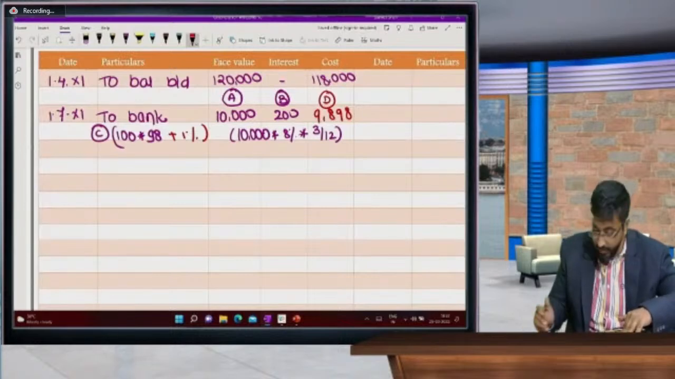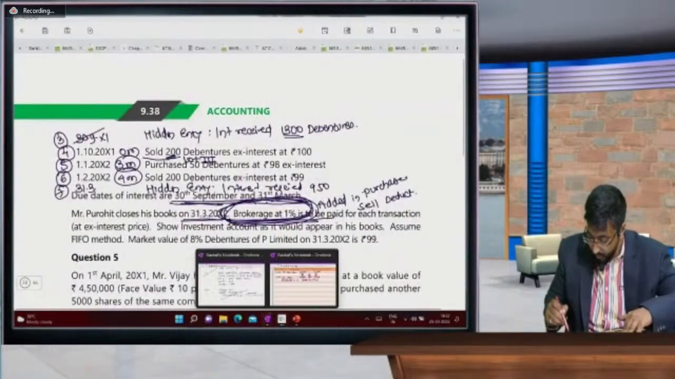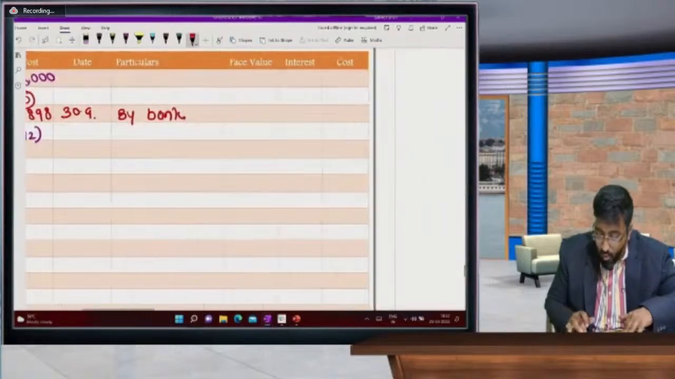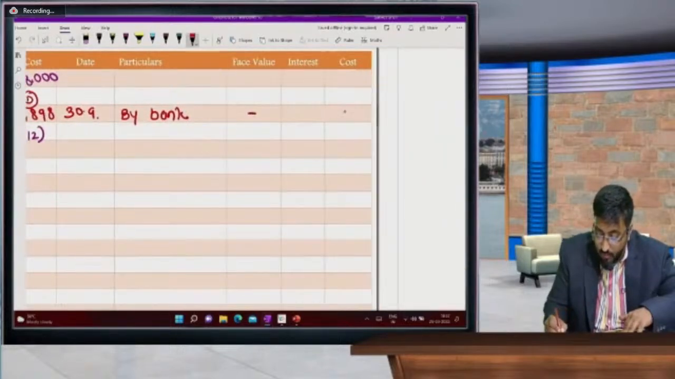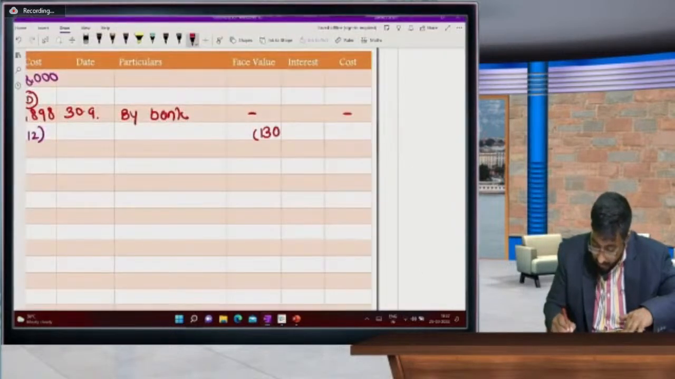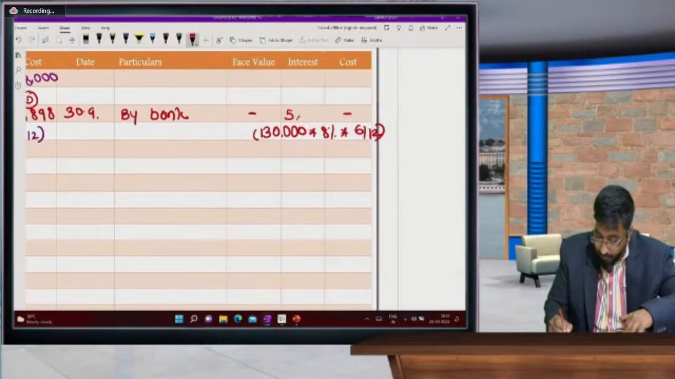What is the next date, beta? It is hidden, right? 30th September. Line by line. Credit side, red pen, 30th September, by bank. Are you going to write anything in the face value column? No. Cost column, dash. What is the amount? 1300, right? 1,30,000 into 8% into 6/12. 5,200. Next one.